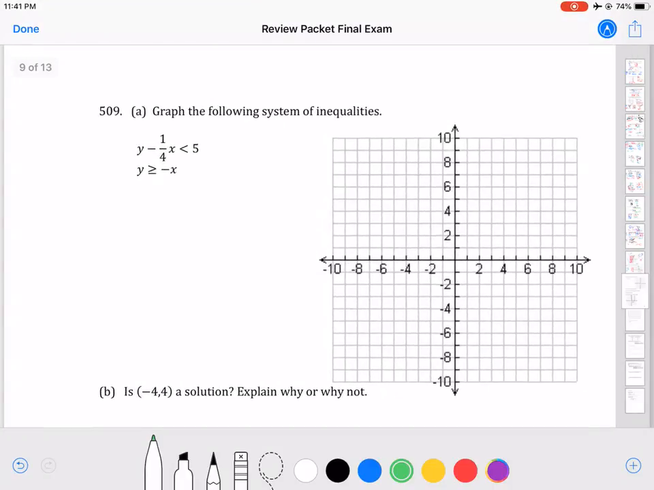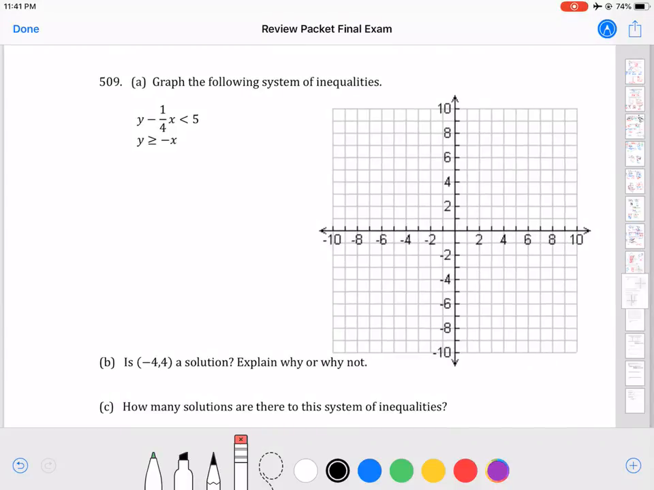Right, this next one is a little bit different. So for 509, I still have a system. So that same idea where you have to do two on the same grid, but these are two inequalities. We'll talk about what the answers mean once we get there, but I need to graph each of these.